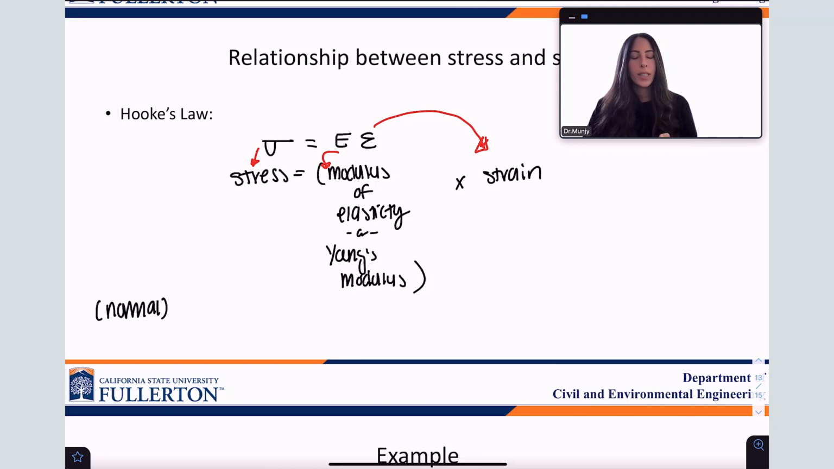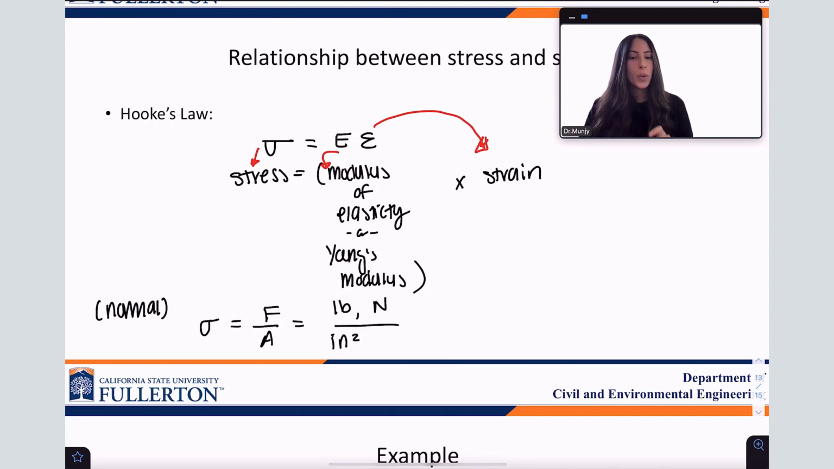So let's say we're talking about normal stress and strain. We have normal stress sigma is equal to force over area. So let's just figure out what these units would look like if we're in US customary and SI. US customary, we'd have pounds and inches, so pounds for force, inches squared for area. And SI, we'd have newtons and meters squared for force and area respectively.